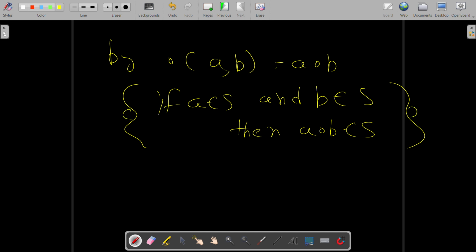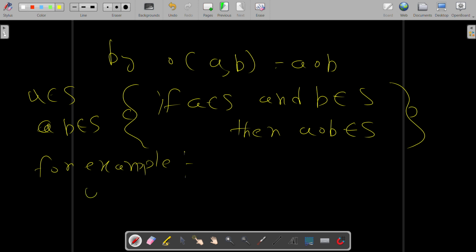Binary composition is nothing but a mapping where we take two elements from a set S, and then the mapping of those two elements creates an image in the same set. It will be more clear when I give an example.